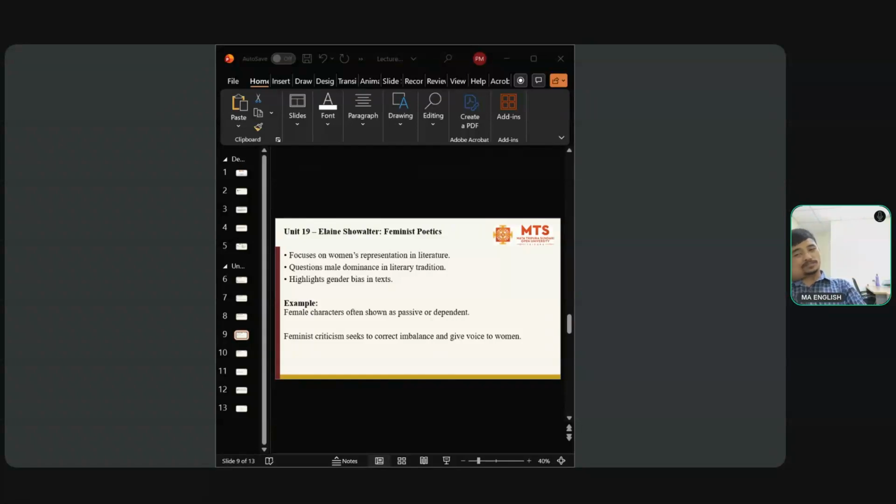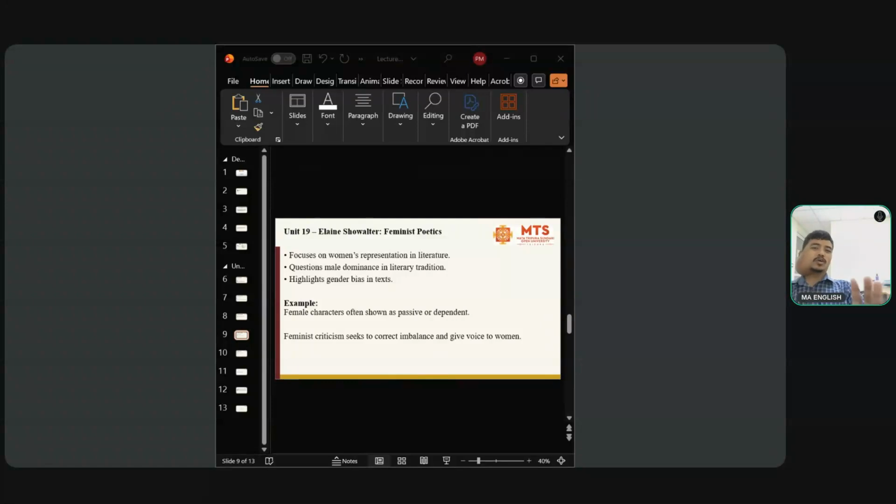It asks, why has the literary tradition been so dominated by male voices? Why are female characters so often shown as passive or secondary? What does this tell us about the society that produced these texts? And what happens when women do write? How does their experience and perspective change the kind of stories that get told?